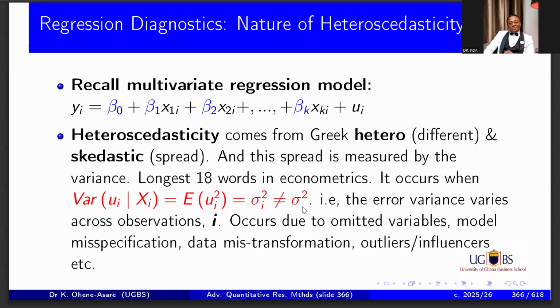And heteroskedasticity can happen because you didn't collect some variables that you're supposed to collect, because you misspecified the model, or because you did not transform the data and allowed outliers and influences in your data. That's why you are suffering.